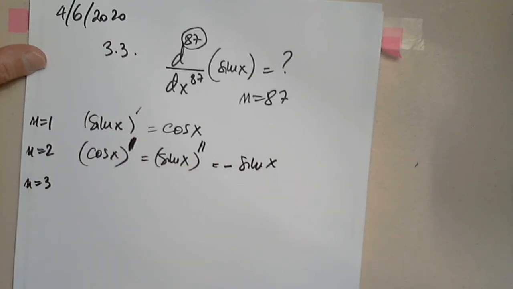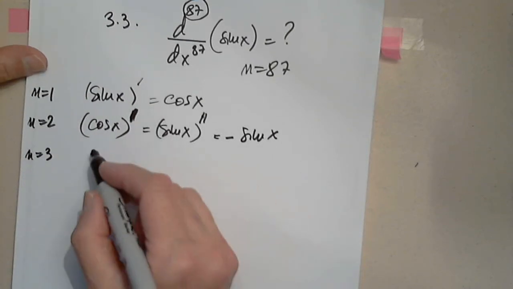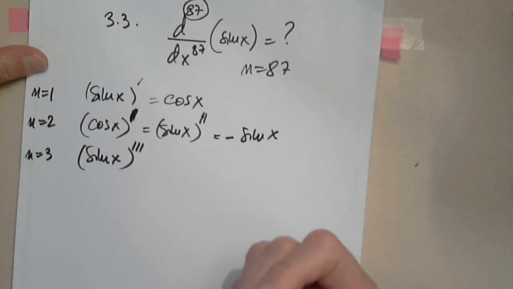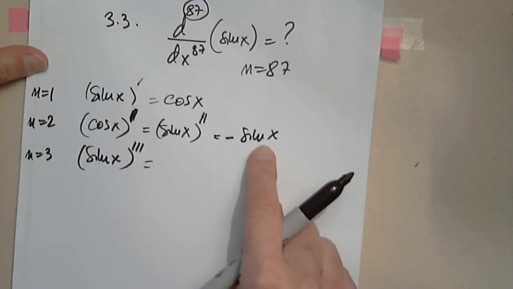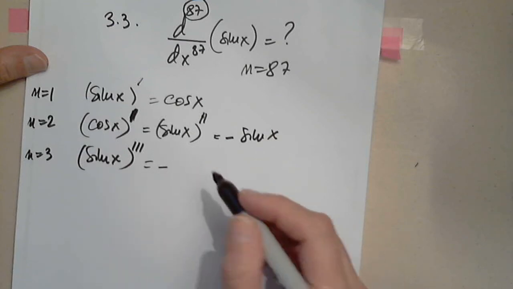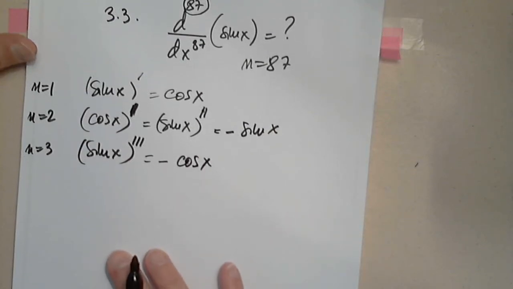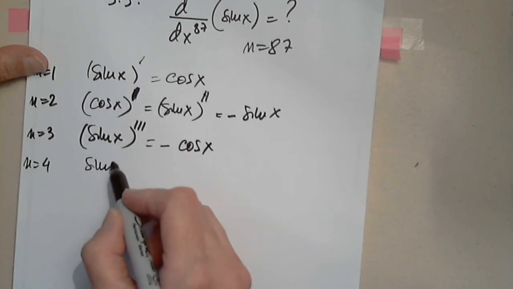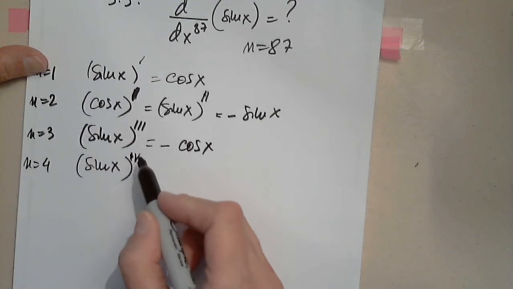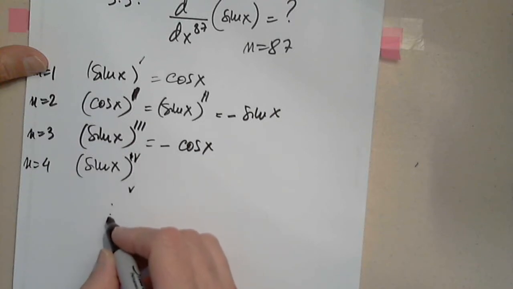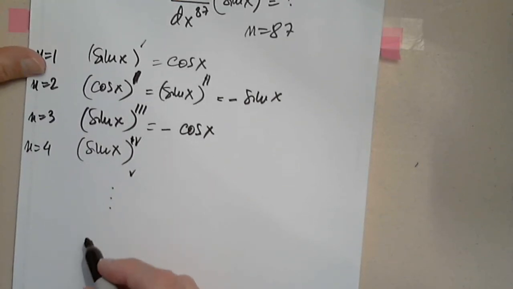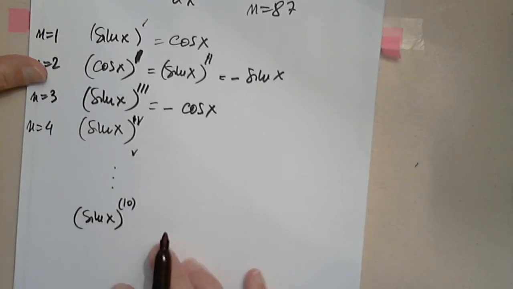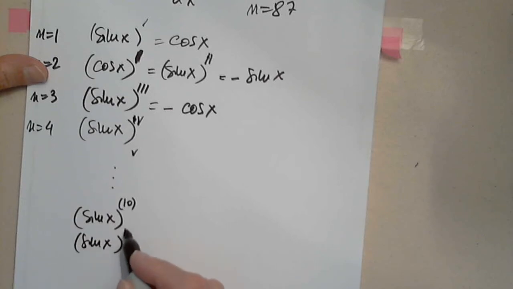When n equals 3, then we have sine x differentiated the third time. So I have to differentiate this now, and this becomes negative cosine x. Now, for n equals 4, I can write sine x differentiated 4 times, and then 5. But after some point, let's say I get differentiated the 10th time, differentiated the 11th time.